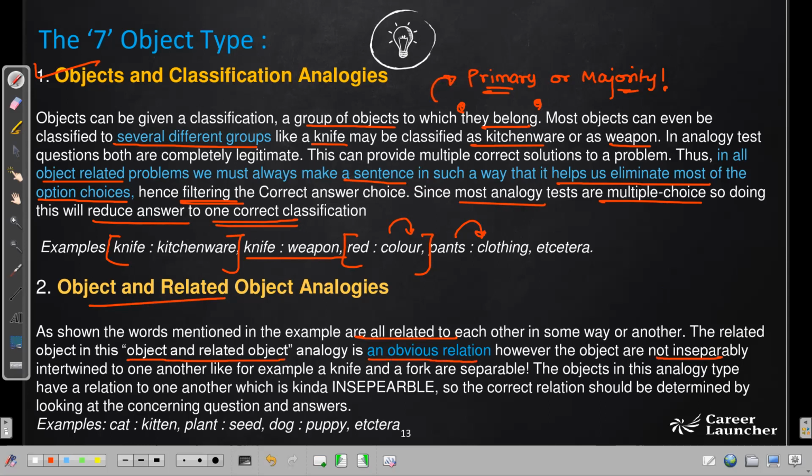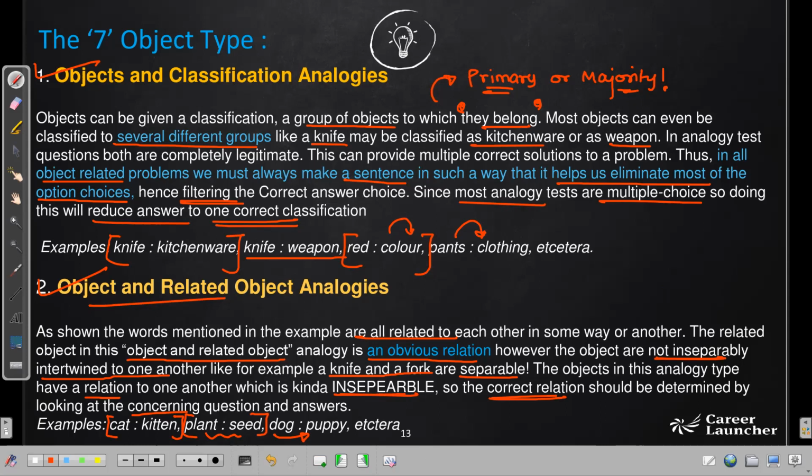However, an object is not inseparably intertwined with one another. For example, a knife and fork are separable. The objects in this analogy type have a relation to one another which is kind of inseparable. So the correct relation should be determined by looking at the concerning question and answer, like cat and kitten, plant and seed is an inseparable part of it, but knife and fork is a separable part. Dog and puppy, you can also understand this analogy, dog and puppy, cat and kitten, as animals and their infants. That's another thing that I've covered in the video later on. But again, objects and relations like plant and seed is something that we need to keep in mind.